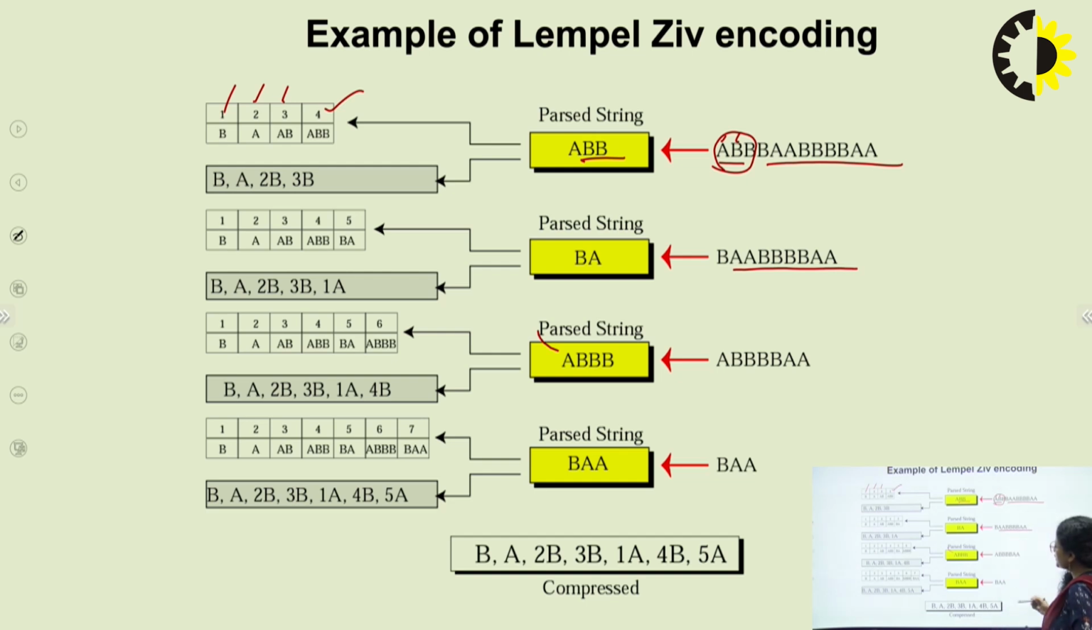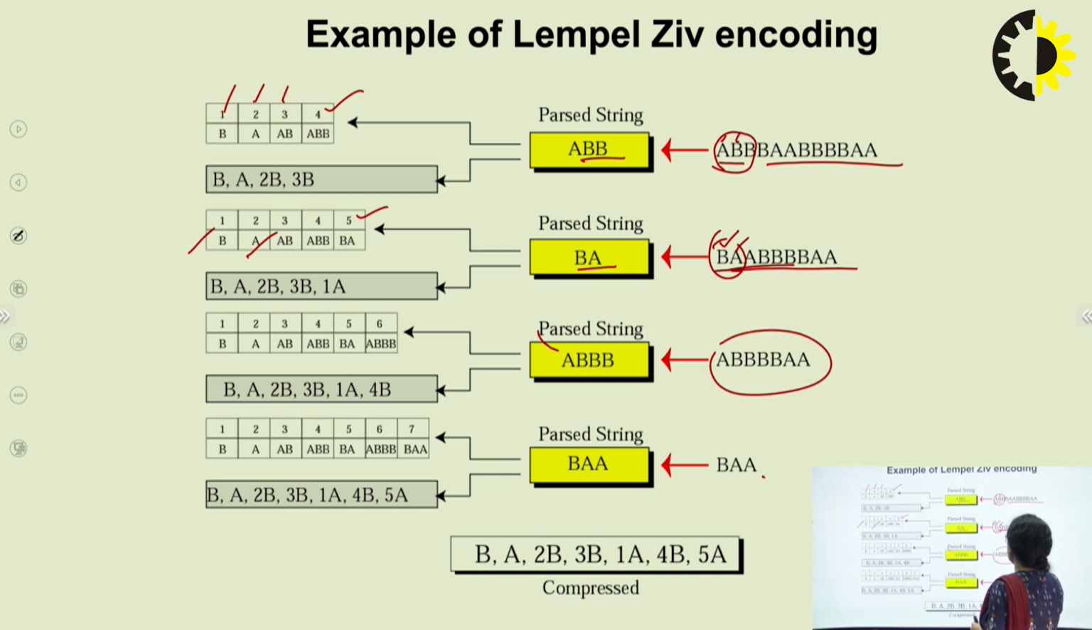As we take up B double A, we start with B, and B is already indexed, so we are not taking care of B right now. A is already indexed, fine. But BA by itself is not indexed. So we take up BA and give it a new index, that is 5. So BA is taken care of. Now we have A, double B followed by double A.